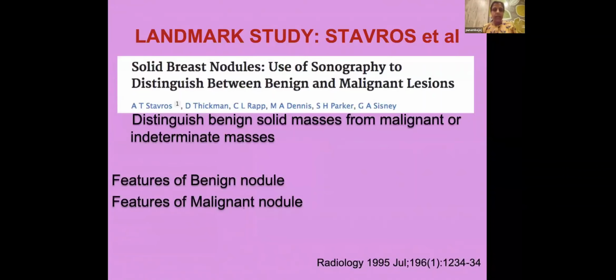Yes, ma'am. Okay. So as we all know, my topic for today is ultrasound BI-RADS. I'll start by talking a little about this landmark study by Stavros, published in Radiology in 1995. This really established ultrasound morphological criteria to differentiate benign from malignant solid lesions.